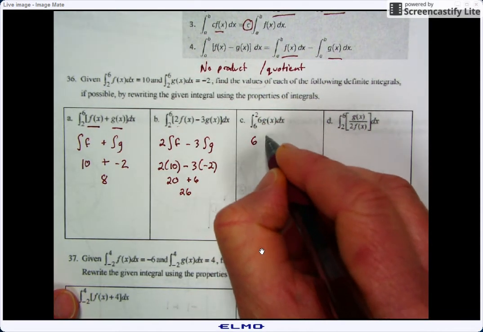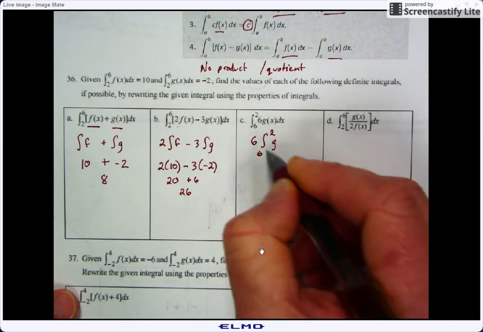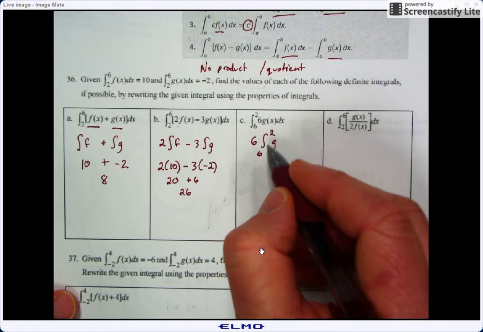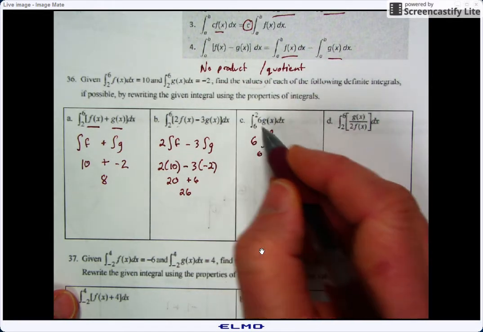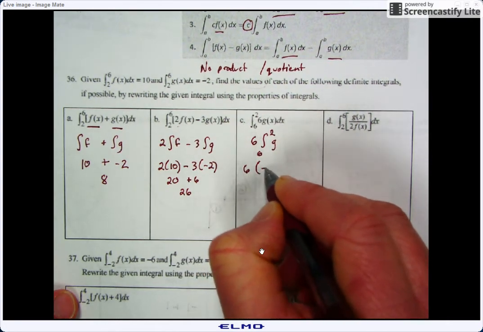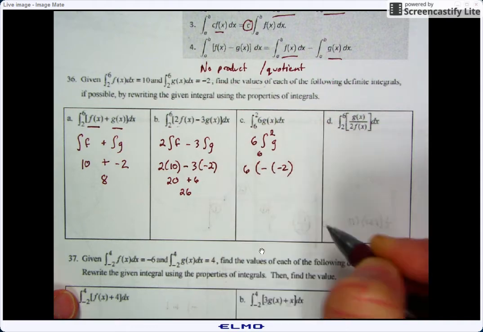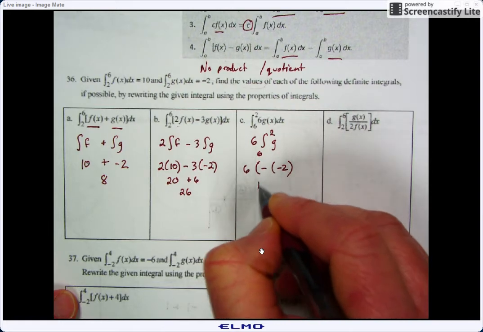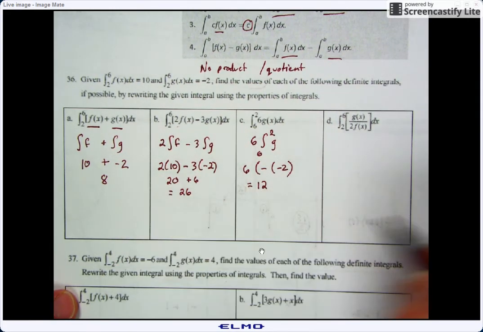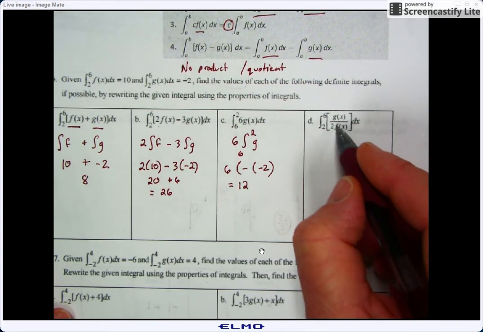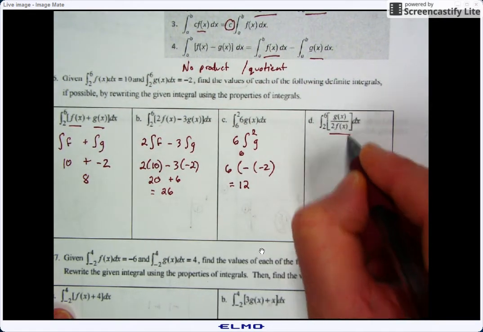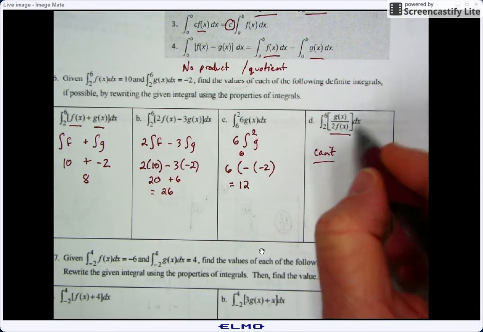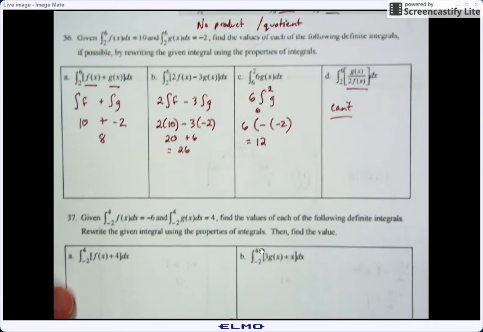Integral of 6 times g. Now notice we can rewrite that with the constant multiplier rule, but the bounds are switched, so we're going to use the opposite. If we want to switch the bounds back so we can use our -2, we're really taking the opposite of -2. So that's +2 for this integral, and the value would be 12. And this one, we can't do it because there's no quotient rule. So don't force rules in there that don't exist.